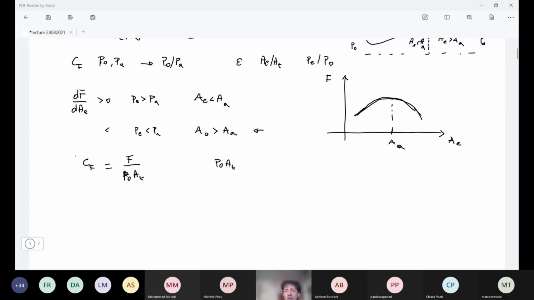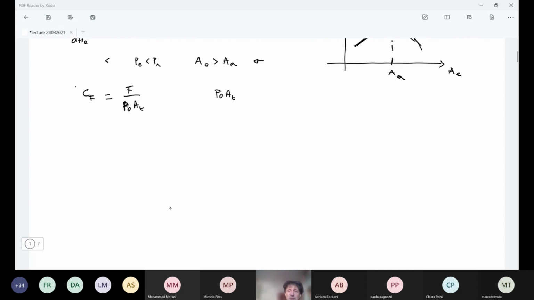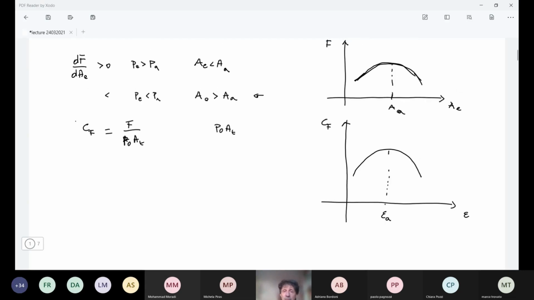So if these are the dimensional quantities, we can see a further comment on this thrust coefficient behavior. Now we put the corresponding dimensionless quantities. So for a given value of P0 over PA, we have a given line with, let's say, some epsilon A, and these two branches that correspond to the values that we have seen here.